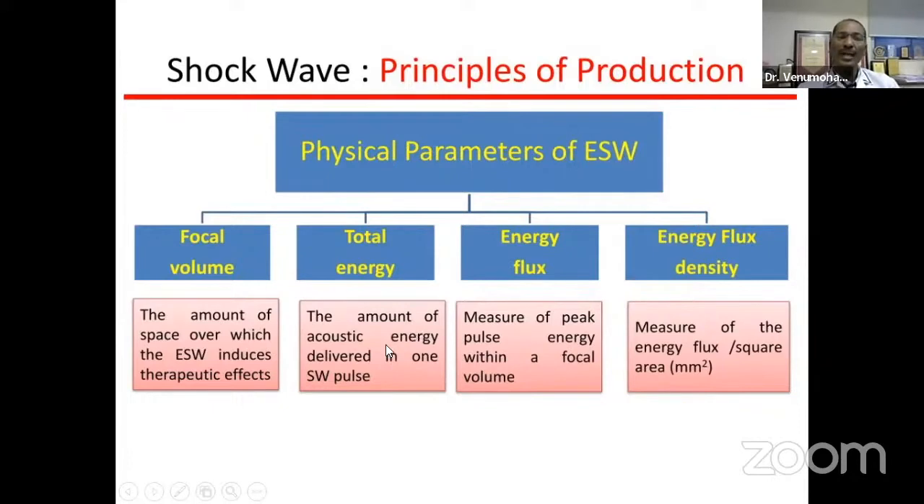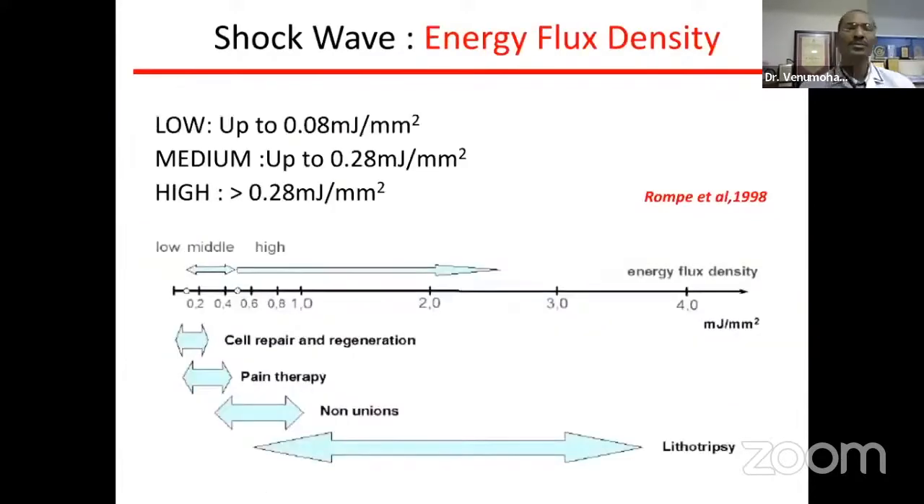It is the amount of acoustic energy delivered by a single shock wave pulse. Next, coming to the energy flux, it is the measure of the peak pulse energy within the focal volume. So that means we are measuring the magnitude or the amplitude. Next, the energy flux density. This is measured as the energy flux per square millimeter. So these are the 4 parameters which help the production of the shock wave.